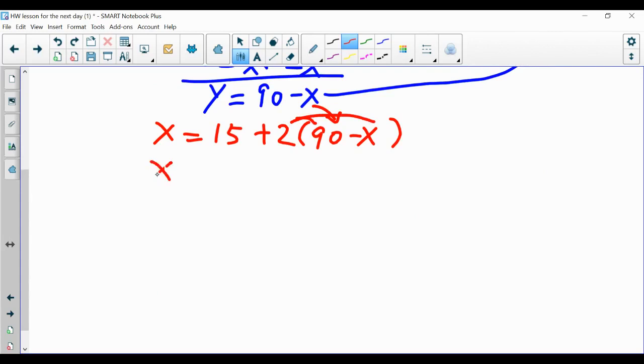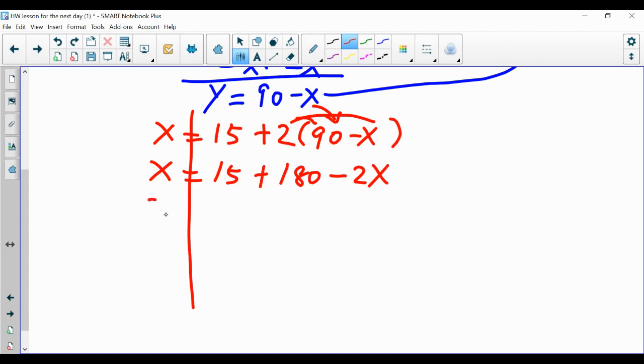On the left side, we have nothing. If you want to do the reverse first, go ahead. 15 plus 2 times 90 is 180. 2 times negative x is negative 2x, because positive times negative becomes negative. Now on the right side, there are so many numbers and only one variable, so we combine like terms first: x equals 15 plus 180, which is 195, minus 2x.